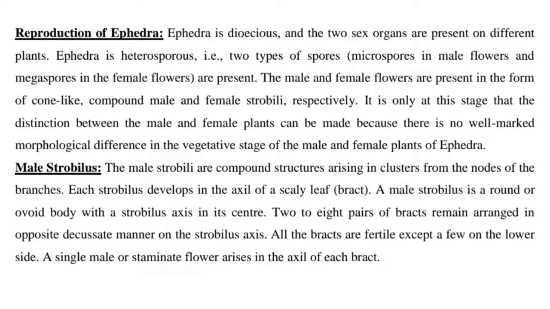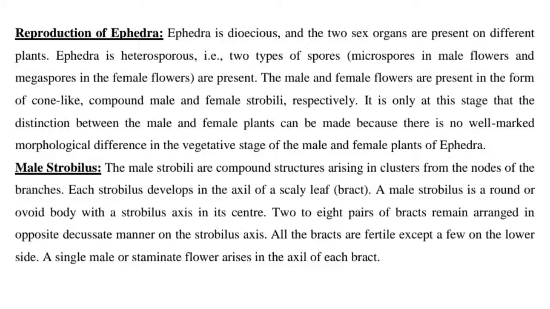Reproduction of Ephedra. Ephedra is dioecious, and the two sex organs are present on different plants. Ephedra is heterosporous, i.e., two types of spores, microspores in male flowers and megaspores in the female flowers, are present. The male and female flowers are present in the form of cone-like, compound male and female strobili, respectively.